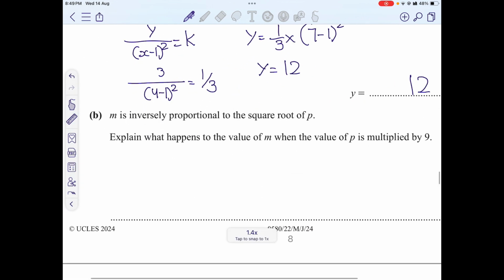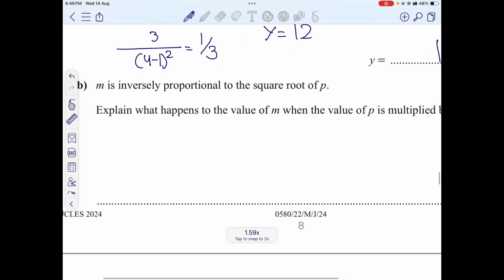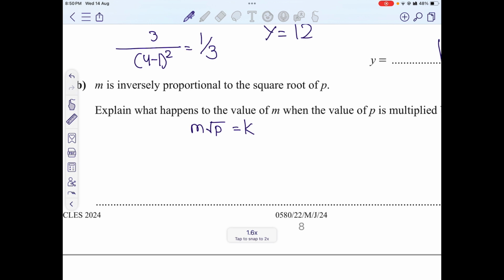Now next up, it says that m is inversely proportional to the square root of p. Explain what happens to the value of p when the value of m is multiplied by 9. Now for this question, what I would suggest you guys is that you just take exemplary values for m and p. Now when it is inversely proportional, that means you know that m into square root of p will always be a constant. So let's say for m I'm taking 5, and for p I'm going to take a perfect square, that is 36. So what does this give me? 5 times the square root of 36 is basically 30, because 5 into 6 is 30.